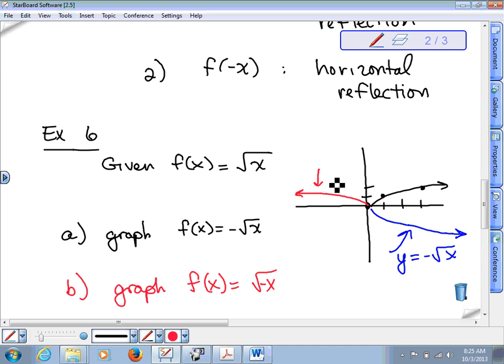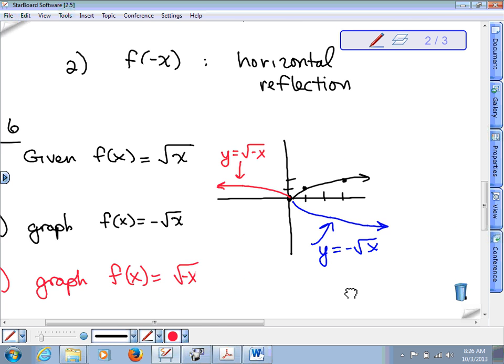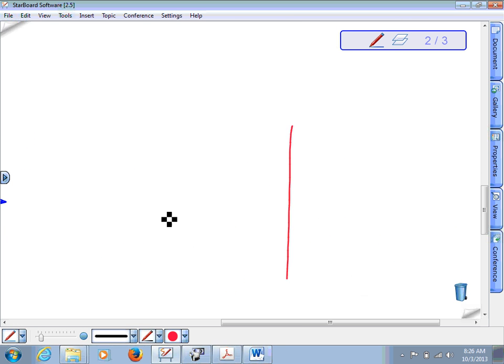So this graph is y equals square root of negative x. Something to think about here real quick. You don't need to draw this because I don't want you to take the time to do it. If you were to look at this graph, what function would you say it came from?